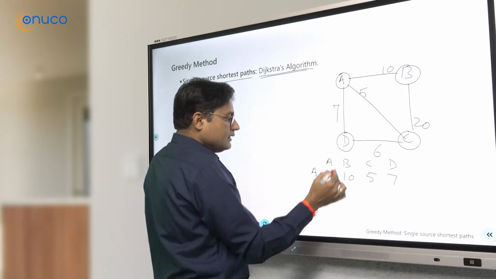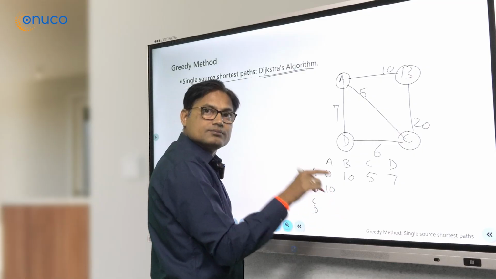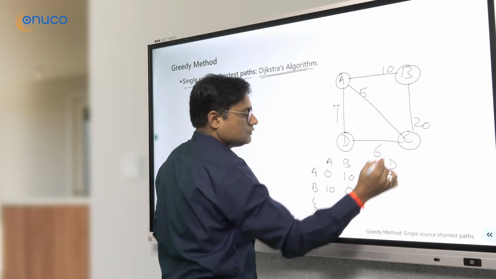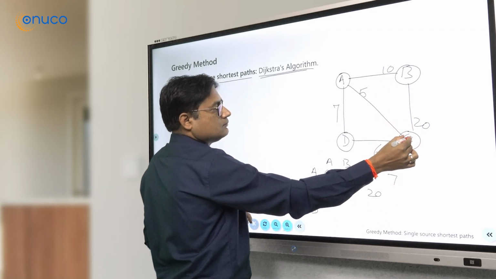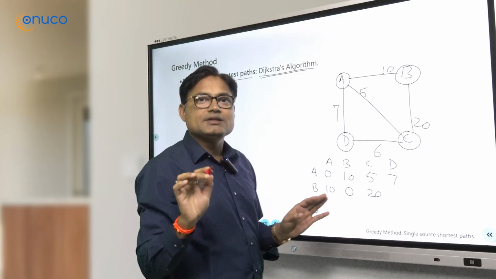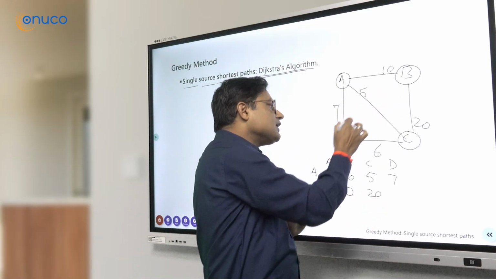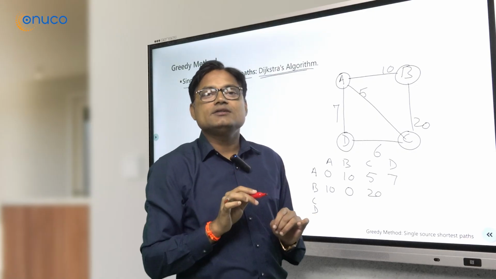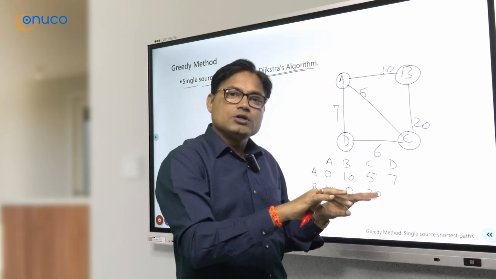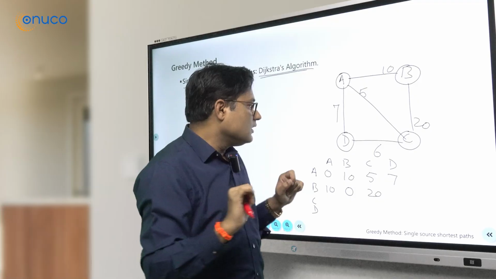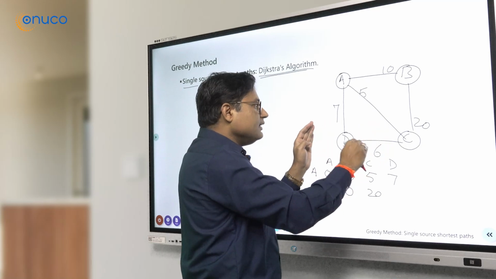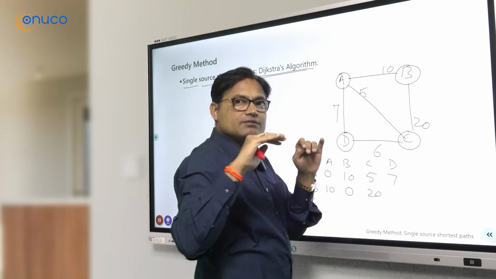B to B, source and destination are the same, so 0. B to C is 20. B to D, there is no path. Please see that: I am not saying there is no path between B and D, only no direct path from B to D. In that case, in graph terms, it is called infinity. But on a keyboard we don't have infinity, so we see what cost matrix we have, and comparatively we give these values a larger value.